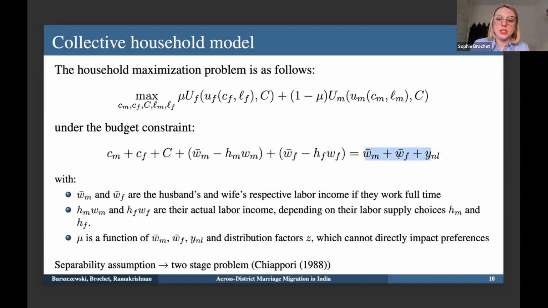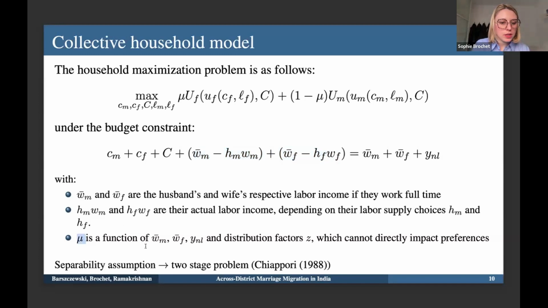Now, of course, this is not the actual budget. So here we correct for this. HM and HF are the number of hours that each of the spouses actually chose to work. And WM and WF here are the hourly wages. So here, this is how much the individual actually earns from working. And so now the budget constraint is correct. And the reason why we think in terms of potential income is because this is going to be important for the measure of bargaining power and the estimation of the model.